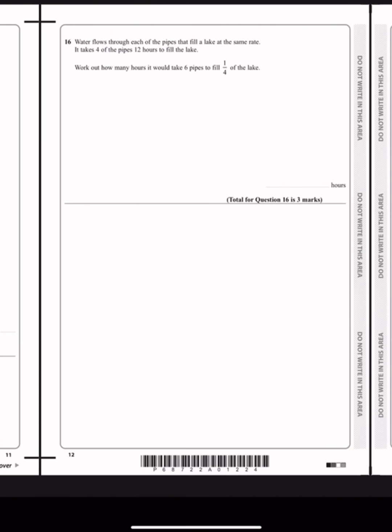So moving on to the 16th question now. Right. So in this question, the question is basically water flows through each of the pipes that fill a lake at the same rate. It takes 4 of the pipes 12 hours to fill the lake. Work out how many hours it would take for 6 pipes to fill 1/4 of the lake.